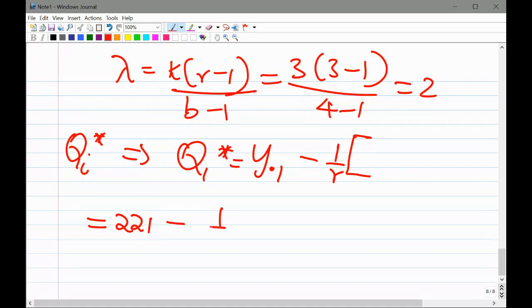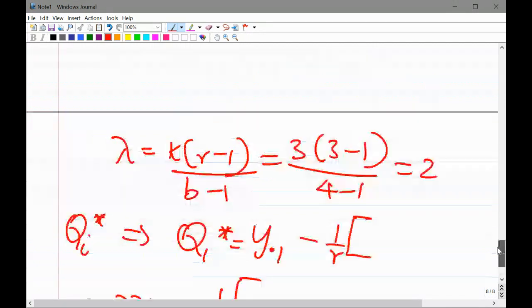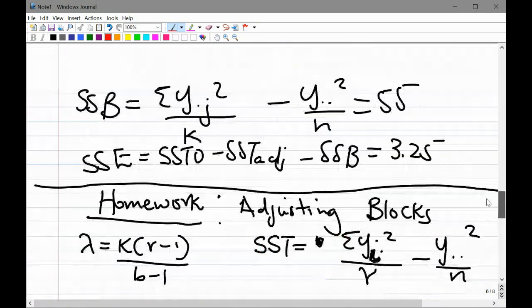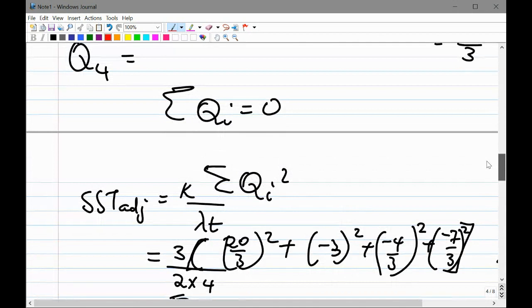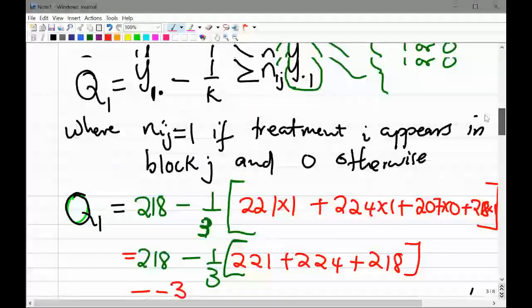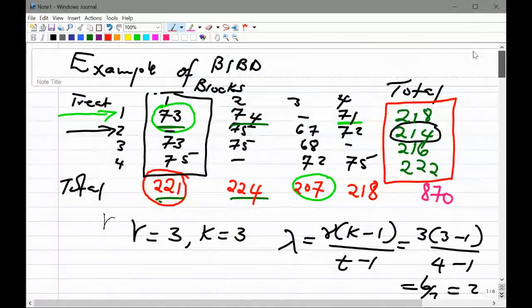221 minus 1 over 3 bracket. Now, whenever you see a dash from that block, you don't write the sum of that treatment. In our case, now our focus is on the first block. We have the value on the first treatment, so we'll write 218. Second treatment, we don't have a value, so we won't include this 240.